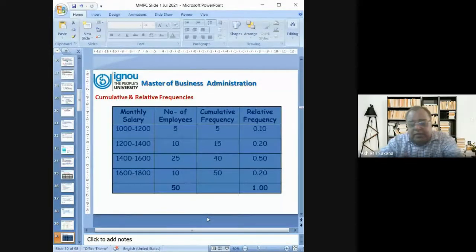Now here, we are using two more frequencies: cumulative frequency and relative frequency. Cumulative frequency will be used many times in your calculations in your MMPC 5 paper and MMPC 15 paper. I'm just recalling what you have been taught, or what those who had mathematics might have done in graduation or at the 10+2 level. Now I'm telling you how CF is found.